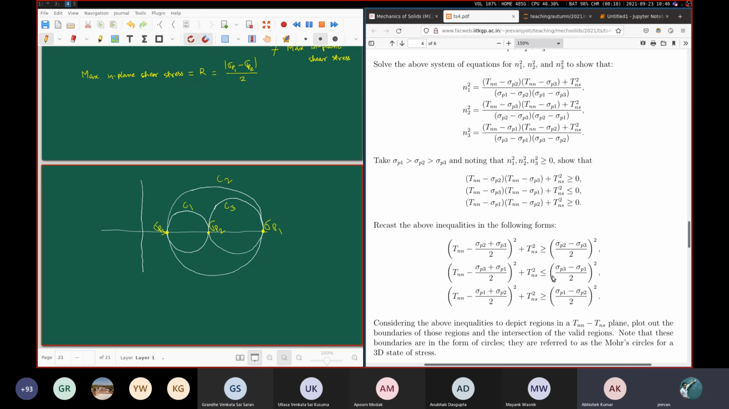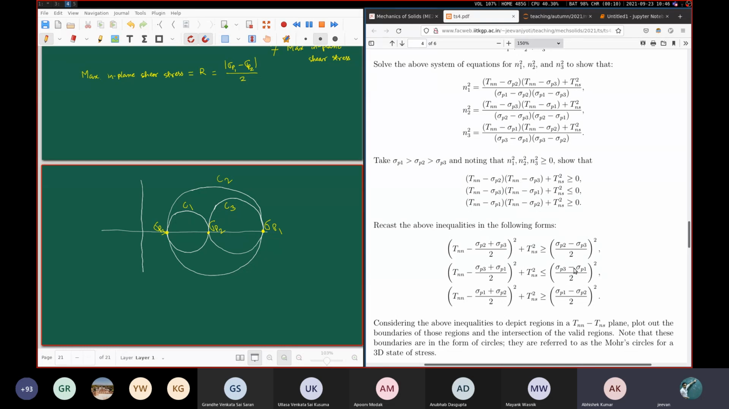Which circle? Circle C2, right here. Although there is no direct point here, you'll see that this is involving sigma P1 and sigma P3. So this is sigma P1, this is sigma P3. The center will be somewhere here, and the radius of that circle is this thing, sigma P3.